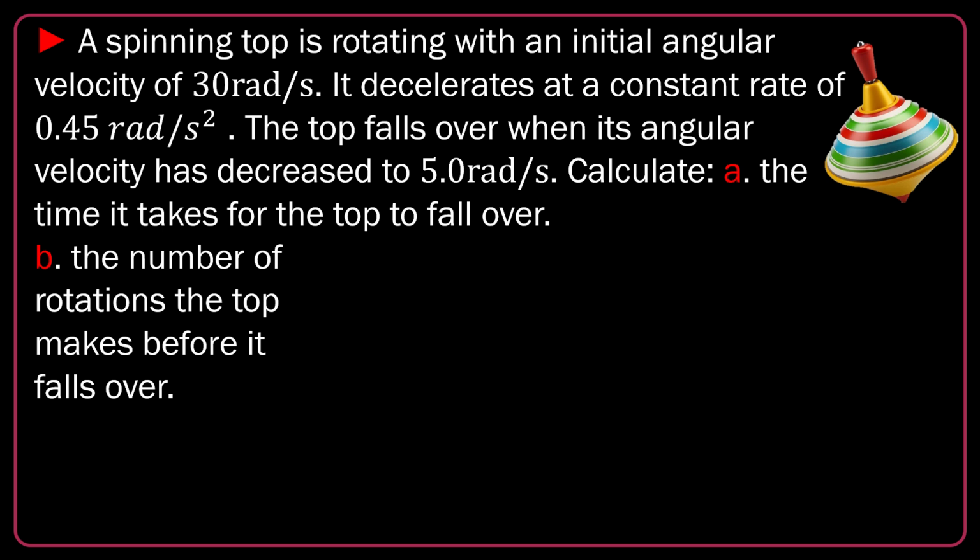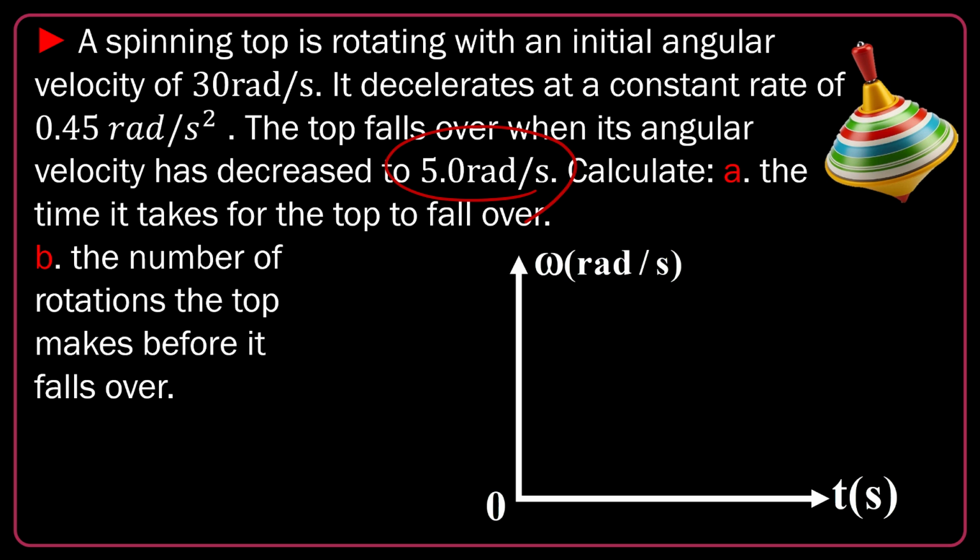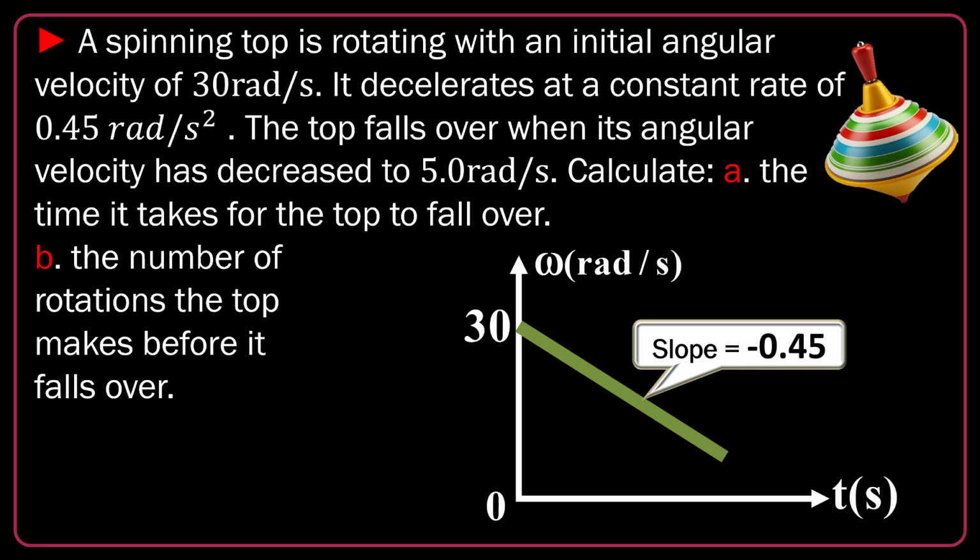So the minimum number of rotations per second will be 5. After that, not number of rotations, sorry, the minimum omega, it will be 5 radians per second. And after that, it will fall. So it could be the minimum omega possible for having this spinning top in vertical position. So let's say the omega starts from here, 30, and decelerates to the minimum value of 5 at a rate of negative 0.45, the slope.